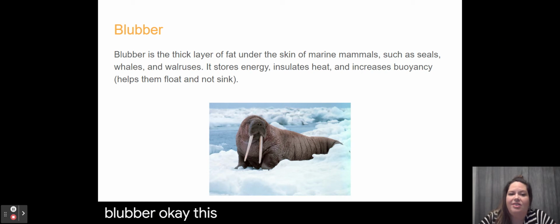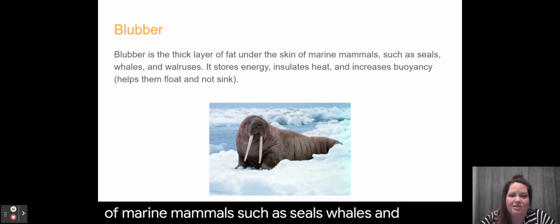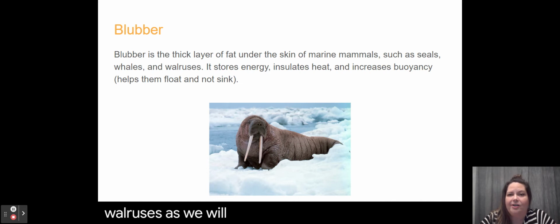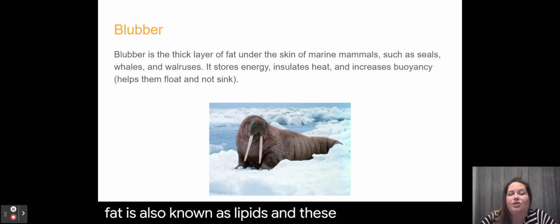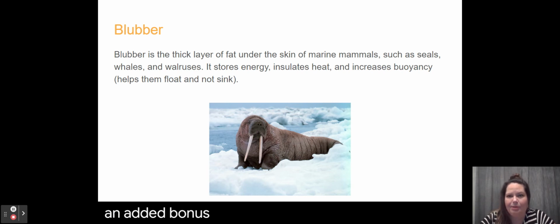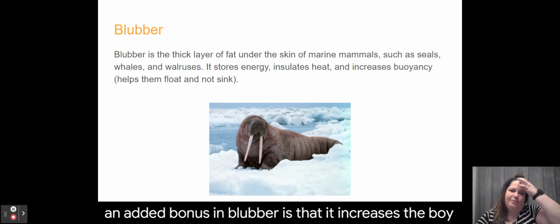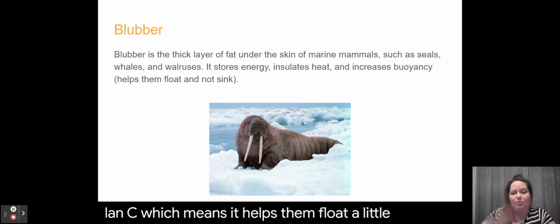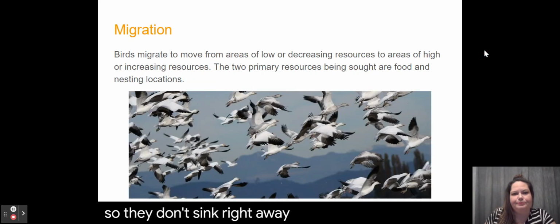Blubber. Okay, this is a thick layer of fat under the skin of marine mammals such as seals, whales, and walruses. As we will learn in our next unit, blubber or fat is also known as lipids, and these are super important in storing energy and insulation of heat. An added bonus in blubber is that it increases the buoyancy, which means it helps them float a little bit more so they don't sink right away.